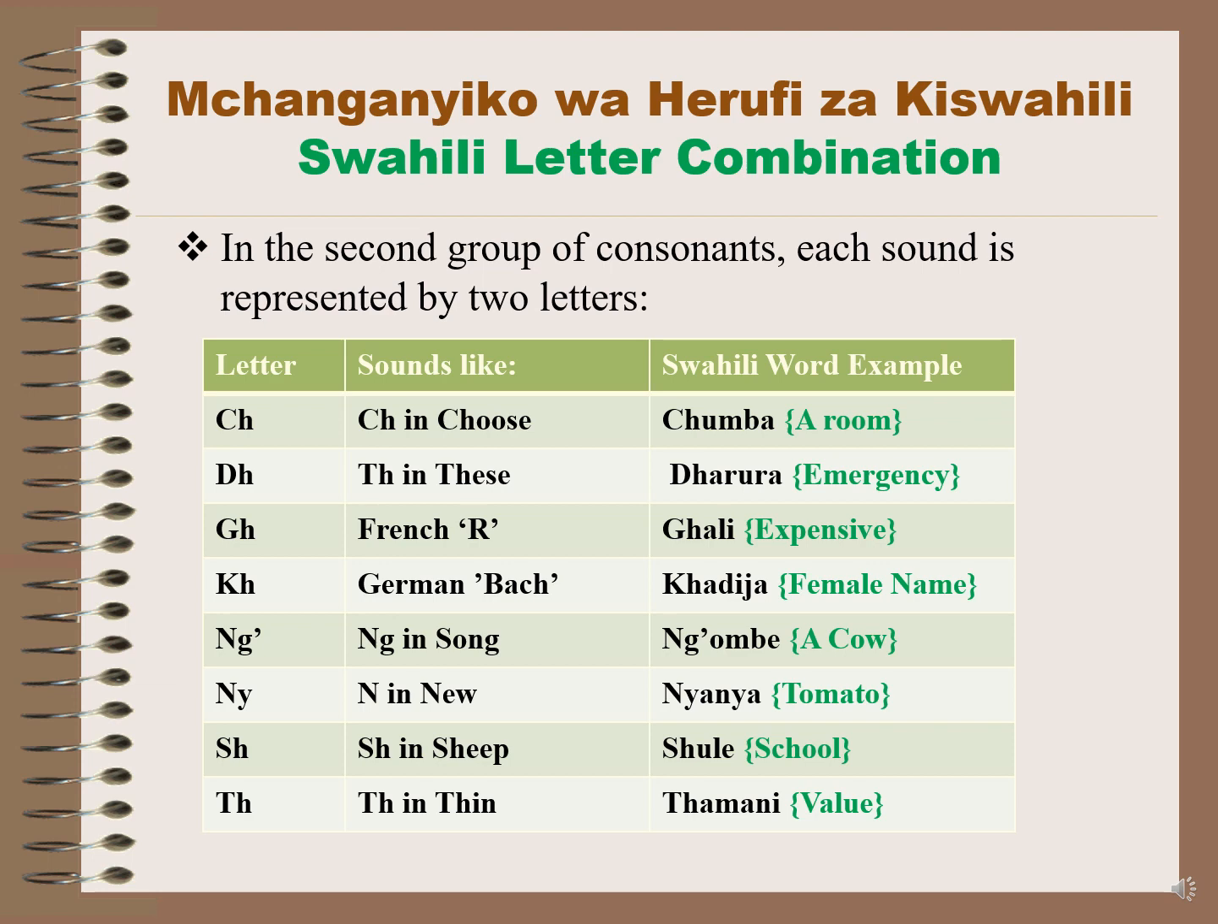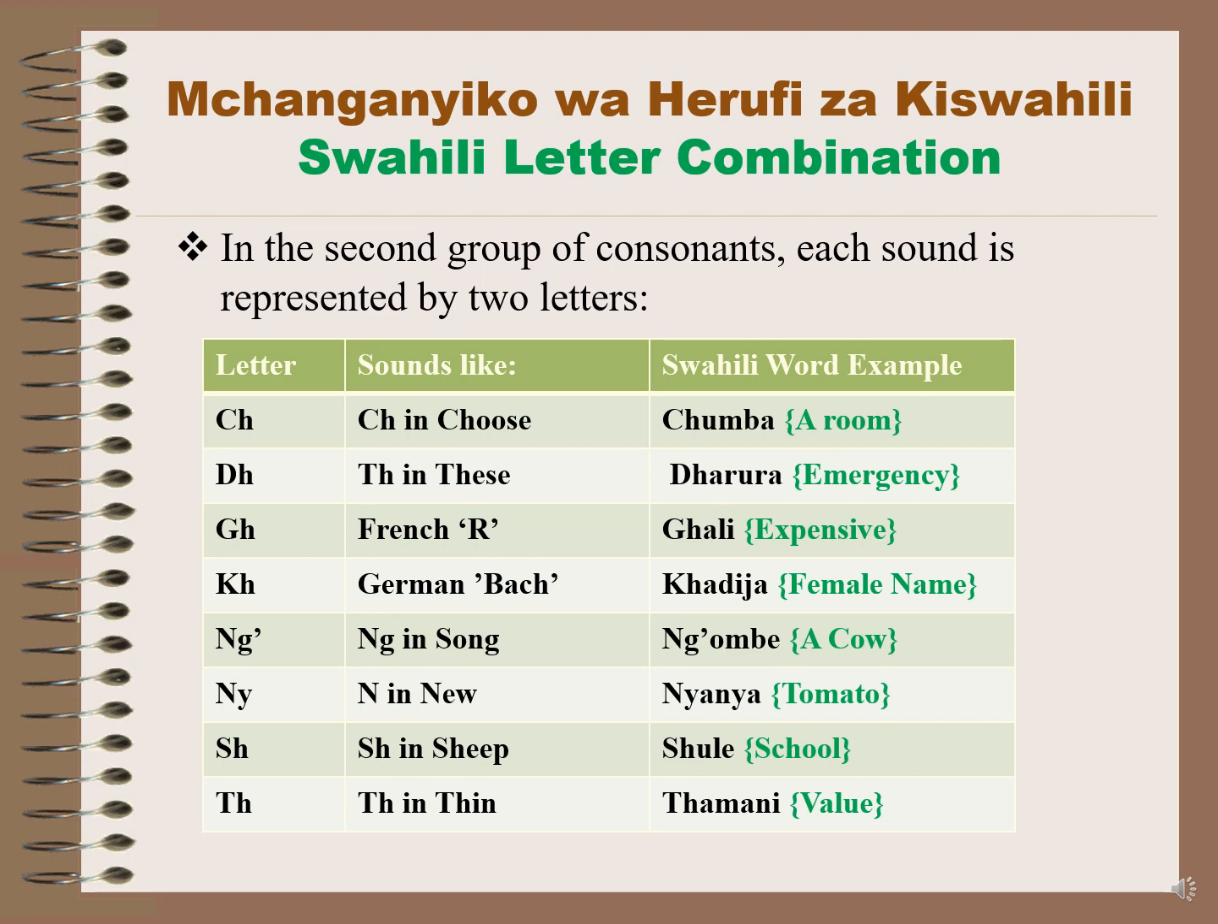Dh sounds like this in English, and we have the Swahili word dharura, meaning emergency. Gh sounds like French r, and the Swahili example we have is ghali. Ghali means expensive in Swahili.